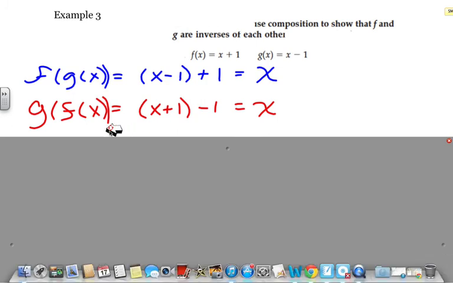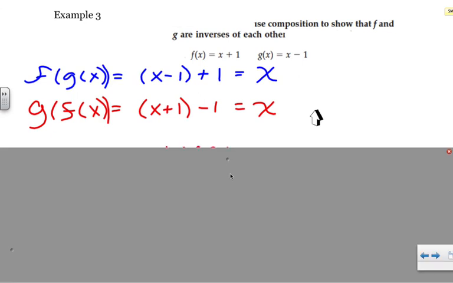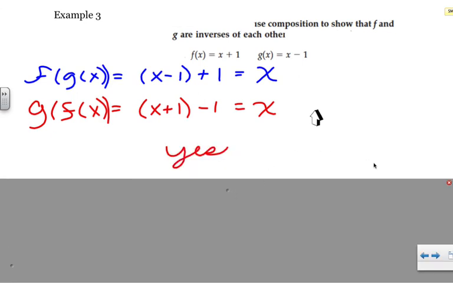Now I do g of f of x, so I'm going to plug this f of x function into the x here. My x plus 1 minus 1. 1 minus 1 is 0, so I do end up with x. So this is how we show that two functions are inverses of one another. All right?